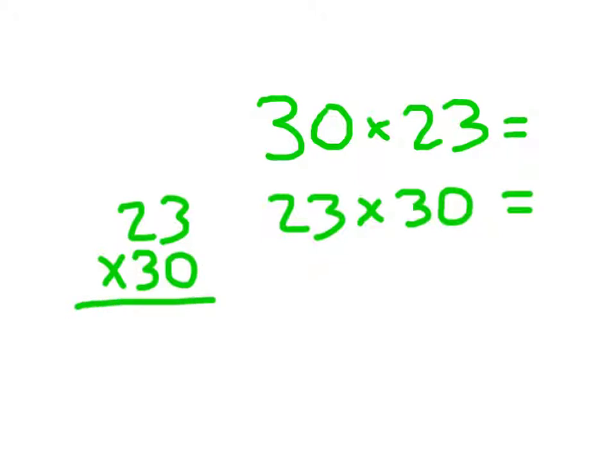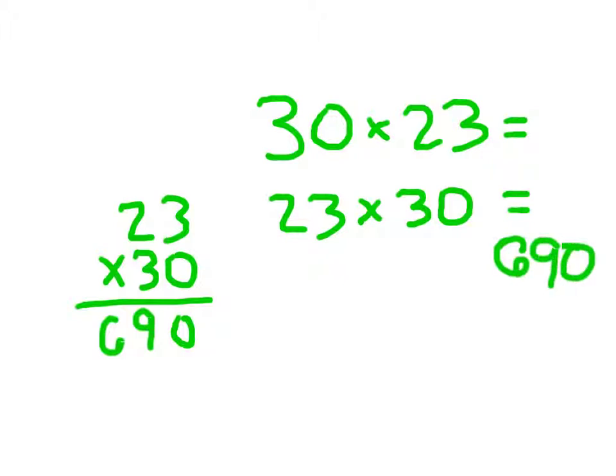And since I'm working with 3 tens, I place a 0 there. That was 3 tens for this 30. And then I can just multiply the 3 times the other digits there. 3 times 3 being 9, and 3 times 2 being 6. So 23 times 30 is 690.